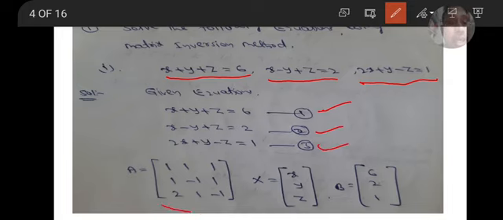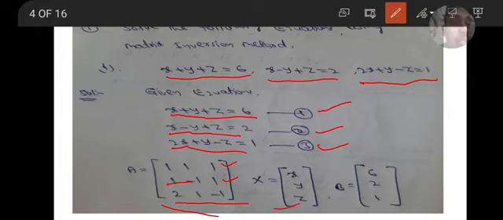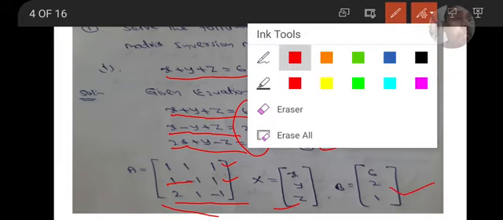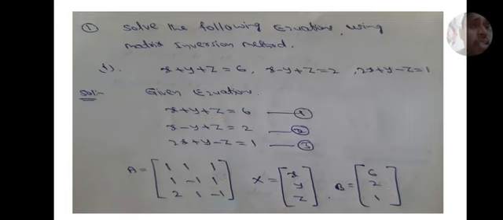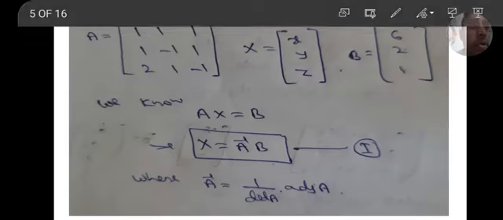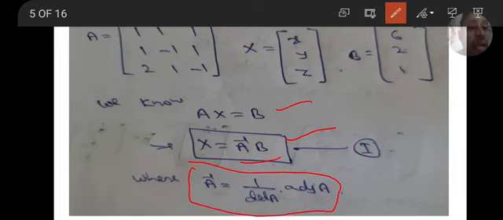For the coefficient matrix, what are the x, y, z coefficients in equation 1? 1, 1, 1 is the first row. Next, 1, minus 1, 1 is the second row. 2, 1, minus 1 is the third row of the coefficient matrix. The variable matrix is x, y, z, and the constant matrix is 6, 2, 1. Now, by the matrix inversion method, the equations can be written as AX equal to B, which means X equal to A inverse B, where A inverse is 1 by det A into adjoint A.